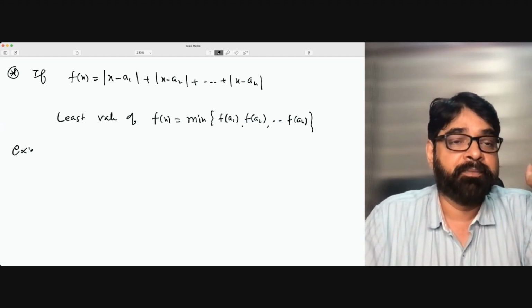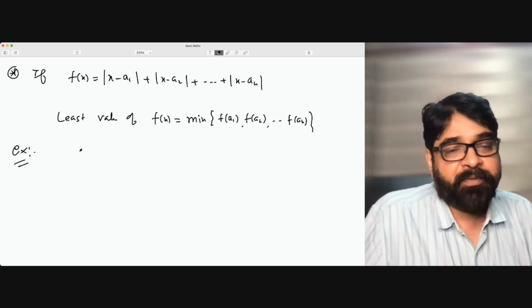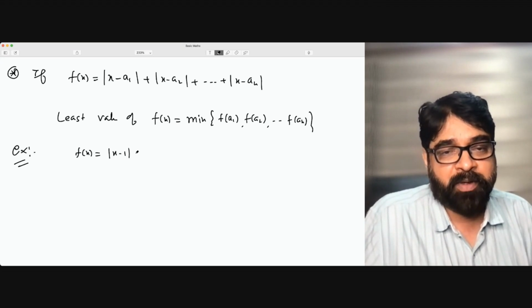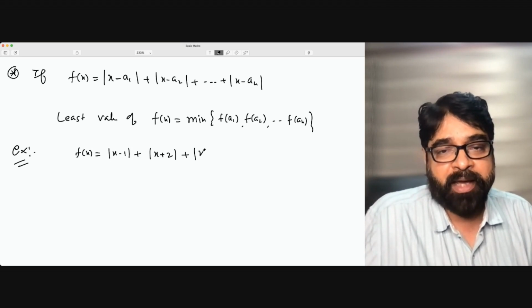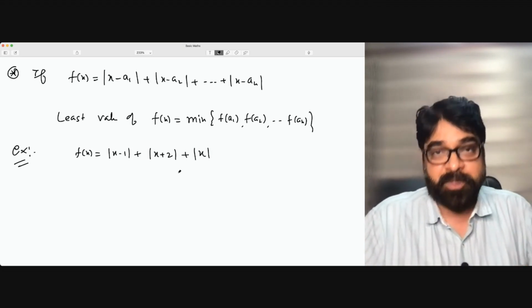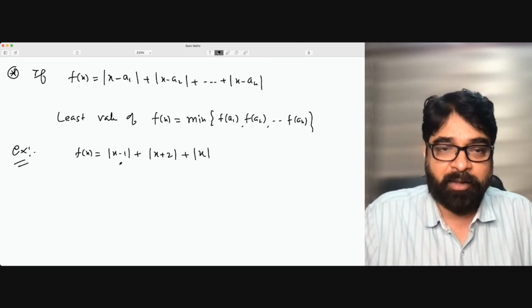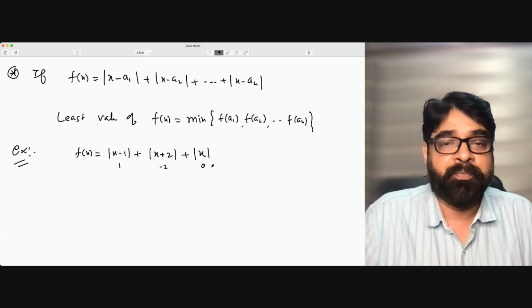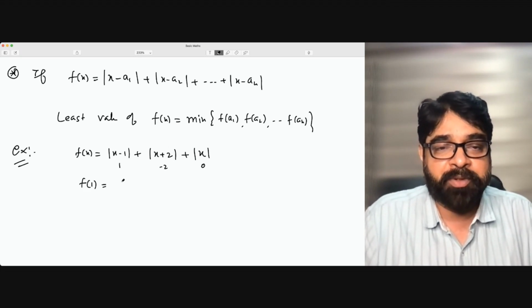For example, I want to get the least value of f(x) equals mod of x minus 1 plus mod of x plus 2 plus mod of x. I want to get the least value of this function, meaning what is the minimum value it will have? Okay, this will change behavior at where? At 1. This will change behavior where? At minus 2, because at minus 2 it will be 0. When this is 0, I will find f(1). What is f(1)? This will become 0, this will become 3, this will become 1, meaning 4.